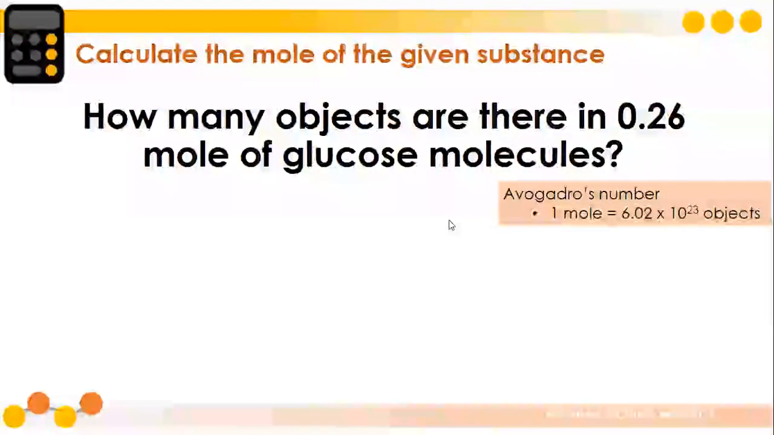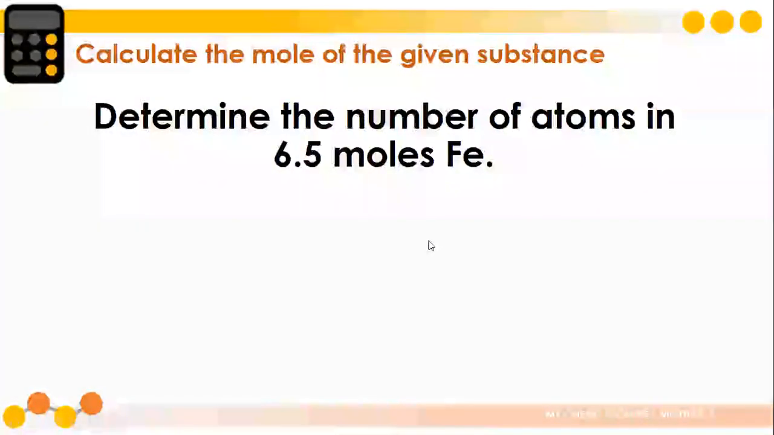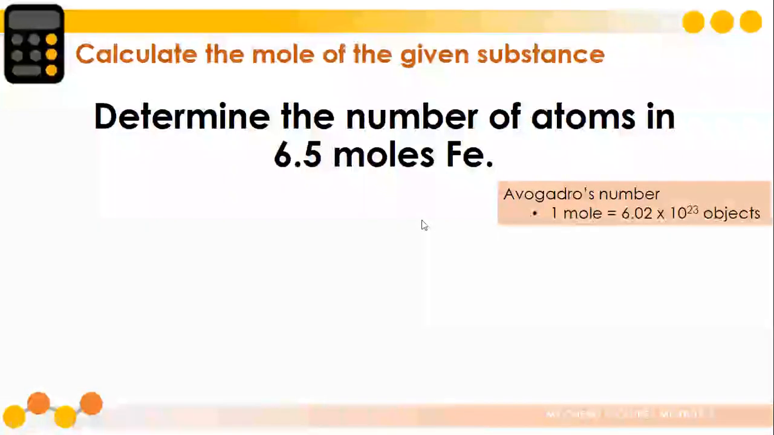Let us now proceed with our next problem. In our next problem, we have to determine the number of atoms in 6.5 moles of iron. So again, another reminder, Avogadro's number is equal to 6.02 times 10 raised to 23 objects, and that is equivalent to 1 mole. Let's start by writing the given, which is 6.5 moles of iron. And what we're looking for is the number of atoms.